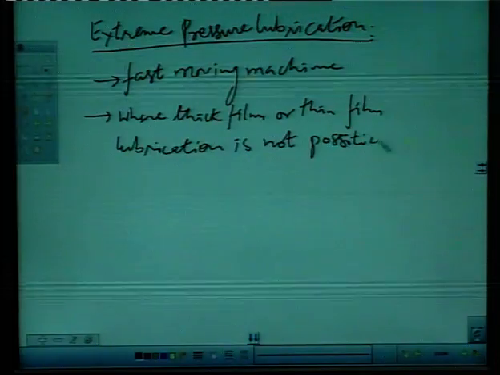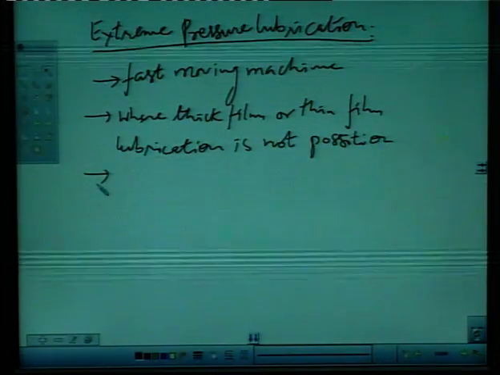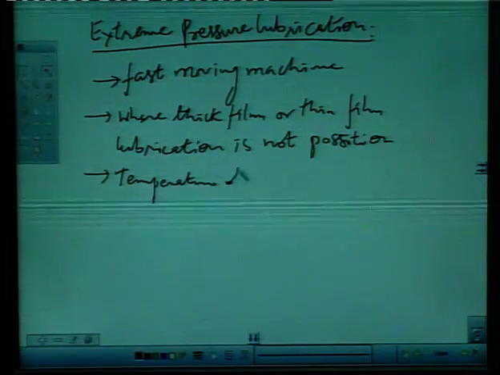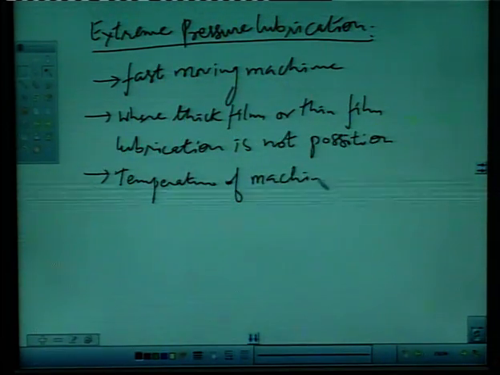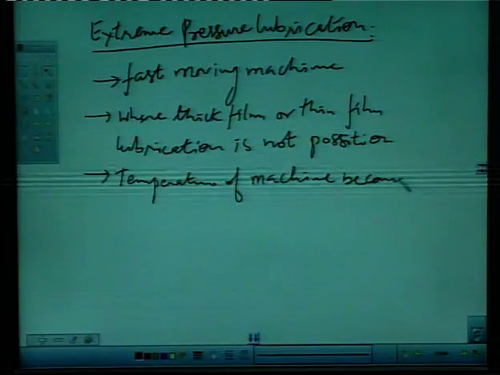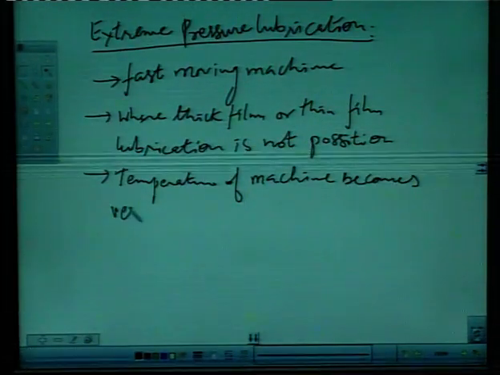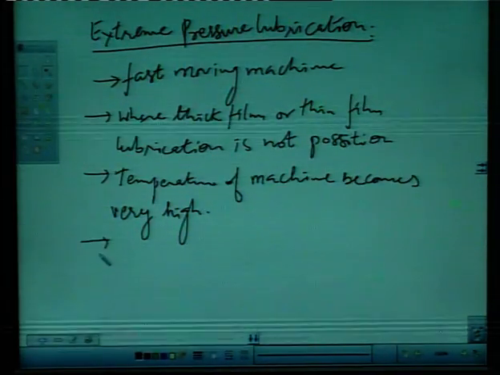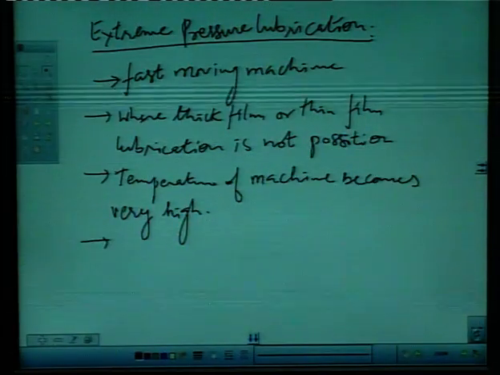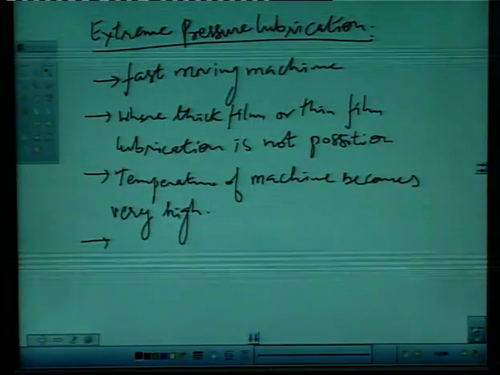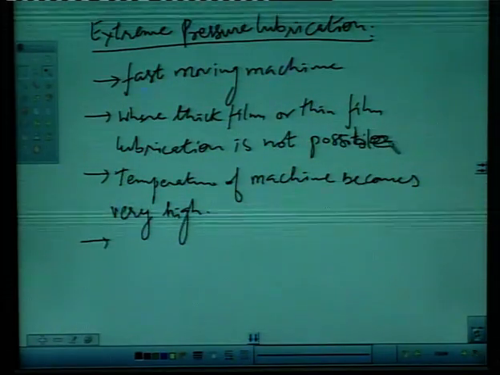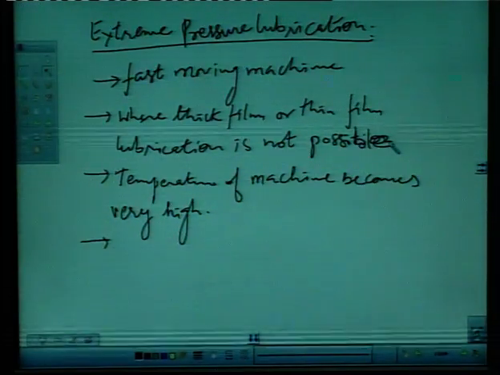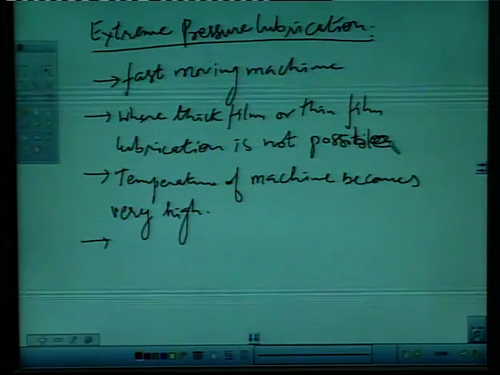Because in these conditions the temperature of the machine is increased. The temperature of the machine becomes very high. So when the temperature of the machine becomes very high, when thick film lubrication or thin film lubrication is not possible, for fast moving machines, when these types of conditions are there, we use extreme pressure lubrication.